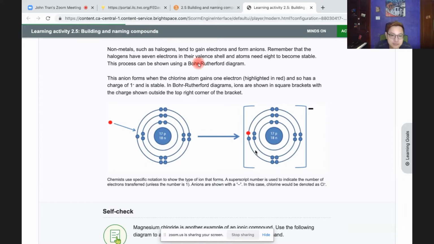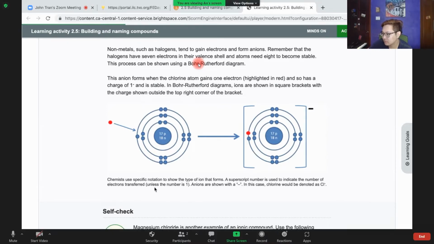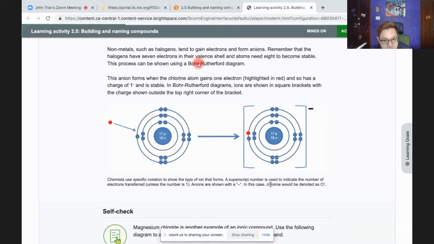Alright. Continue, please. Chemists use specific notation to show the type of ion that forms. A superscript number is used to indicate the number of electrons transferred, unless the number is 1. Anions are shown with a bracket. In this case, chlorine would be denoted as Cl minus.